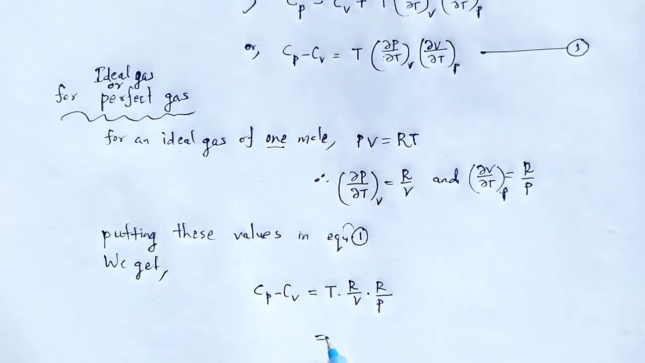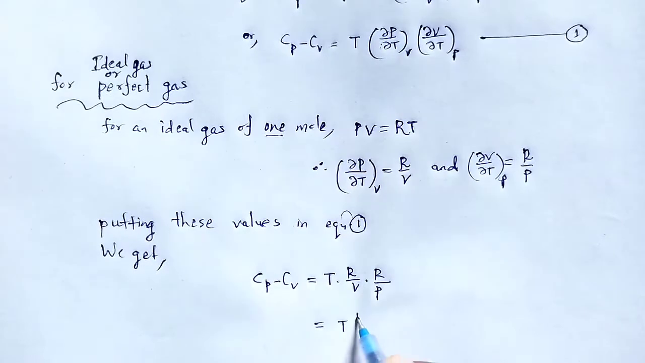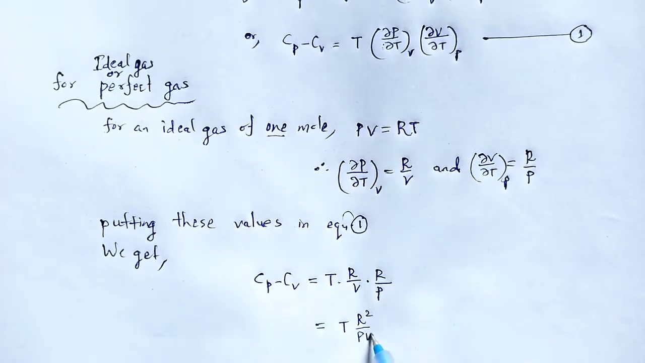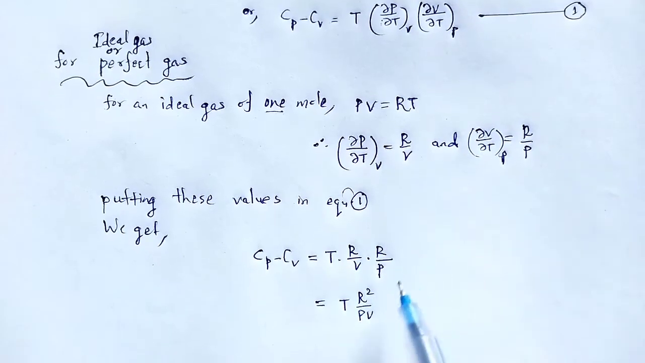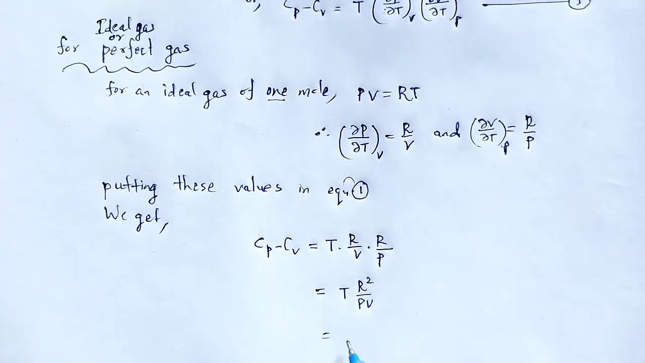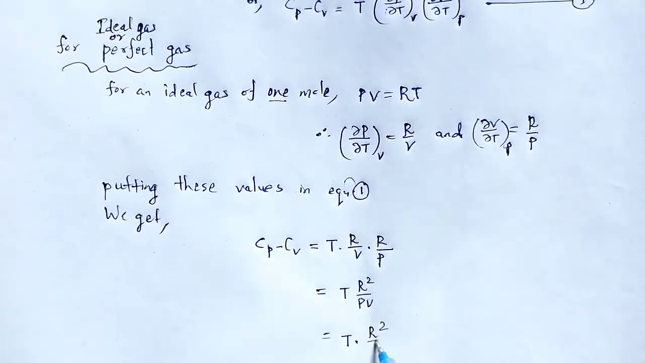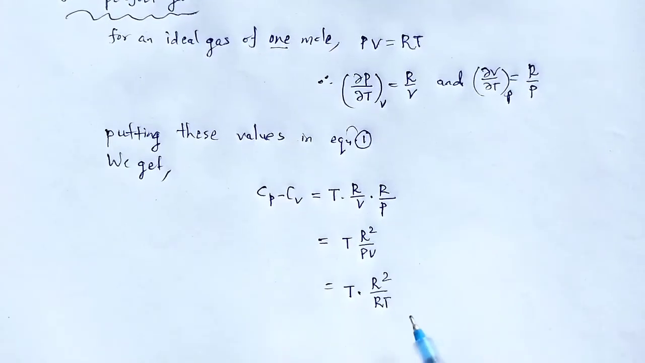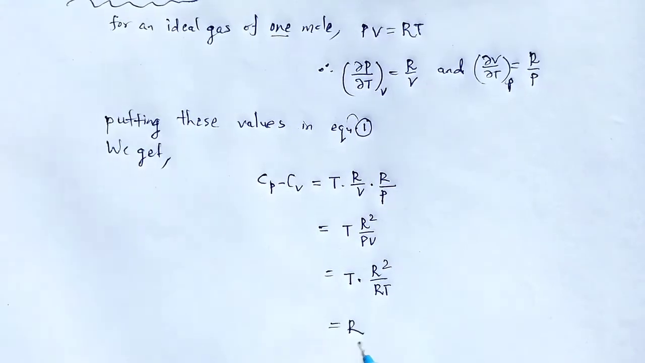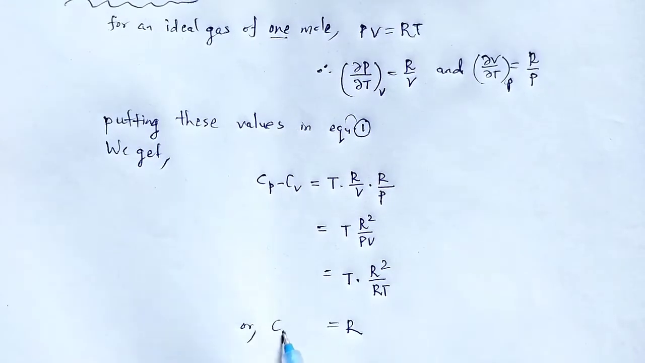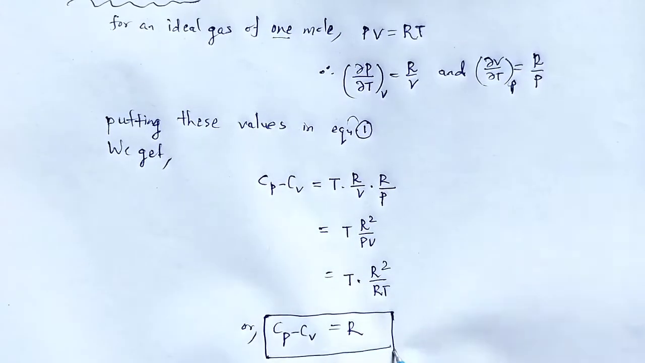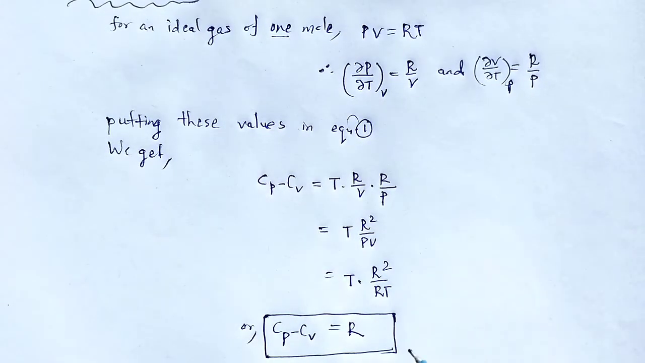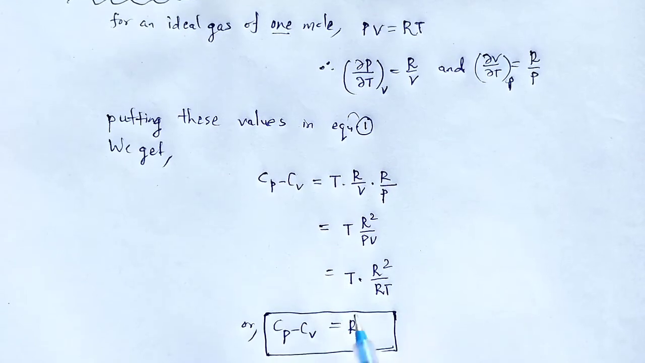So here that is T R square by Pv. Look at that equation, Pv is equal to RT, so in place of Pv I substitute RT, that is T R square divided by RT. Now one R cancels out, one T cancels out, it will be R. So Cp minus Cv is equal to R, which is the Mayer's formula for ideal gas.